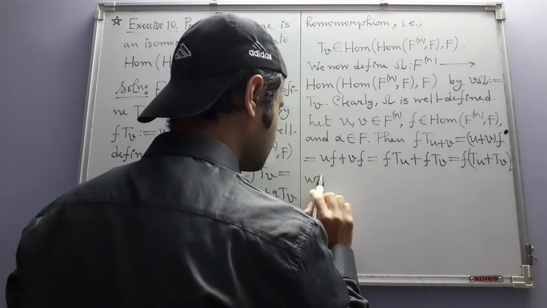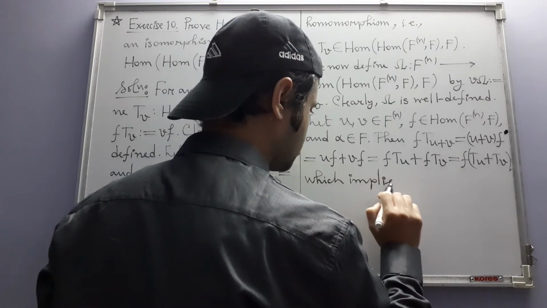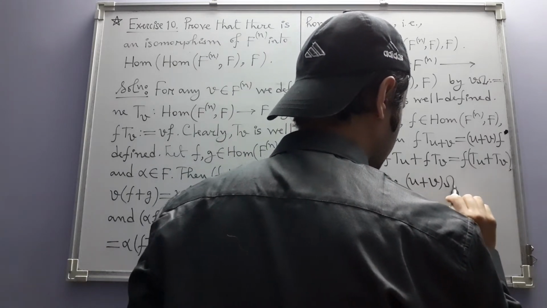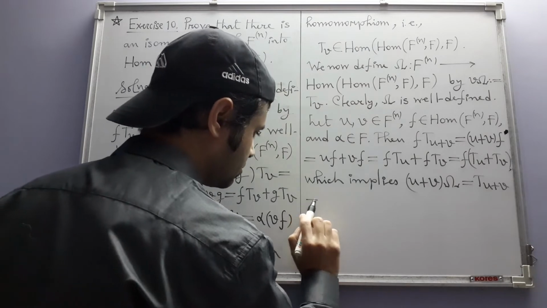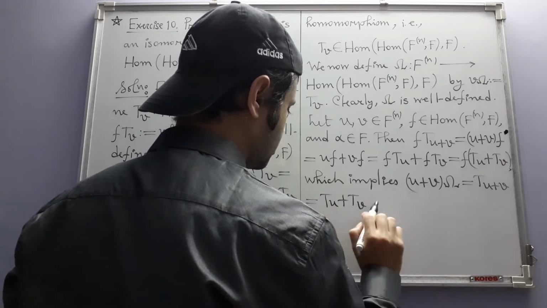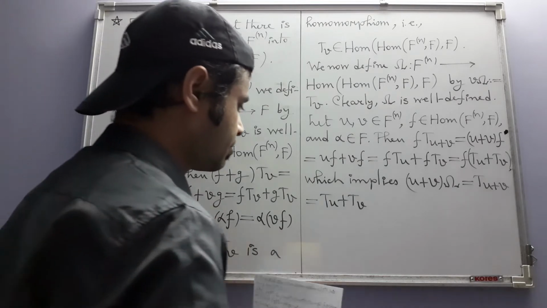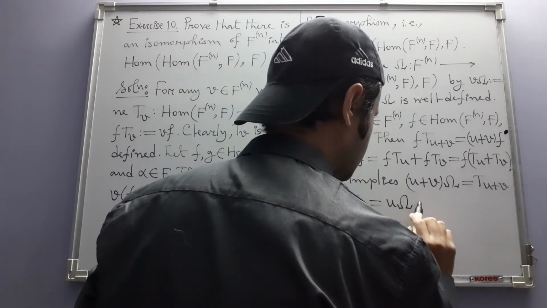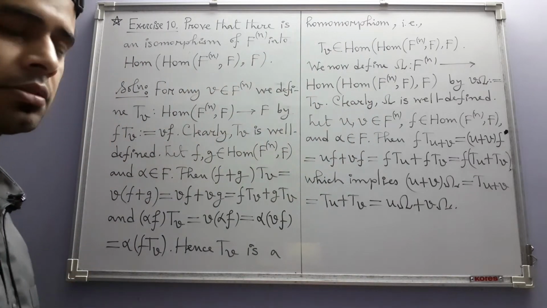which implies, so from that we have (u plus v) omega equal to t(u plus v), and t(u plus v) is the same as tu plus tv, because they give us the same image of a given f, and this is u omega plus v omega. So omega itself respects addition.